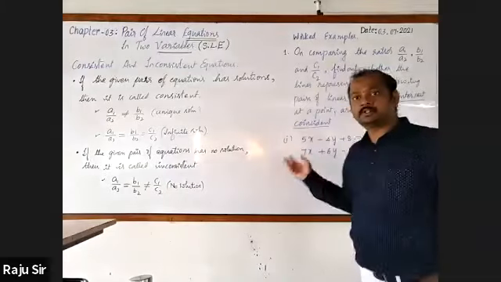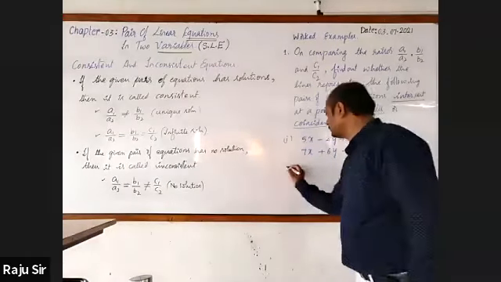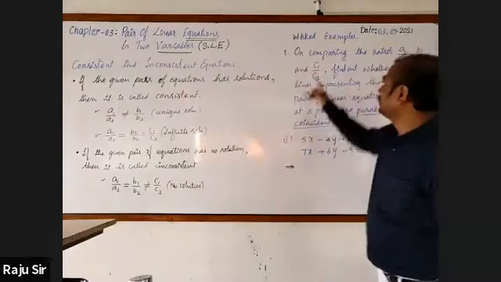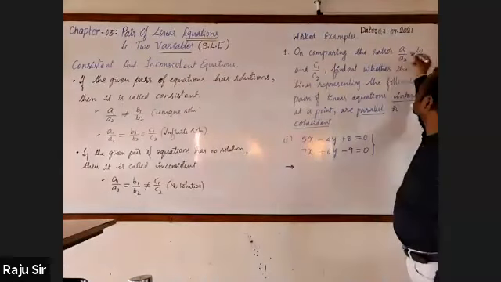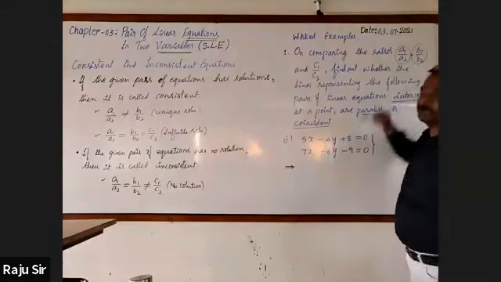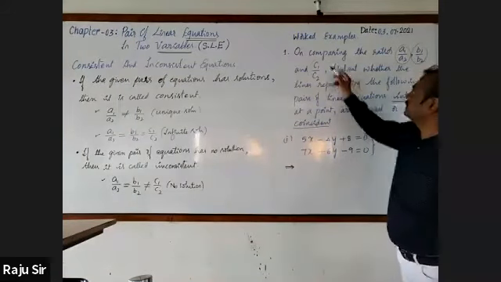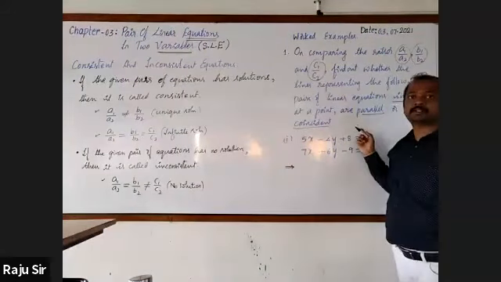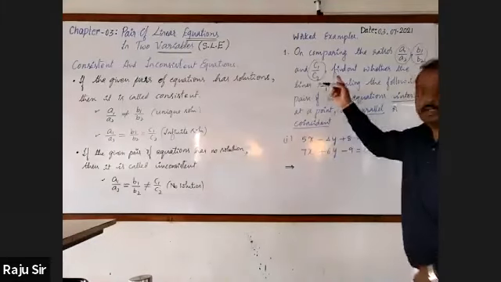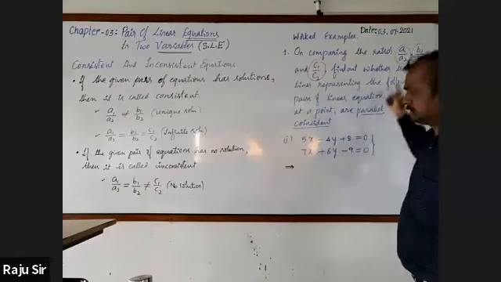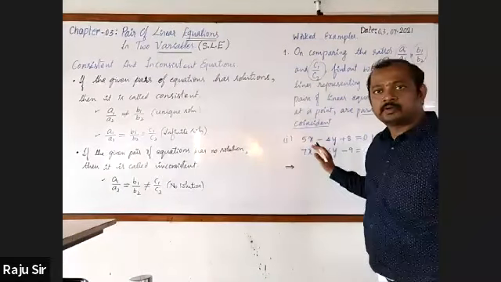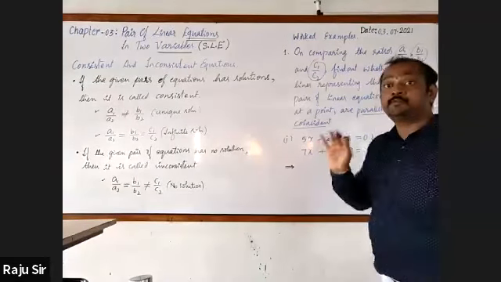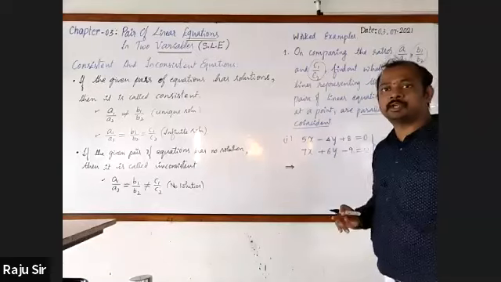Let's move on to actual steps. Once we go through the question, we compare the ratios A1 by A2, B1 by B2, C1 by C2. Then we have to decide. So let us find out all of these. Let me write the given equation. Put the standard formula there. If not, you have to write in standard form.